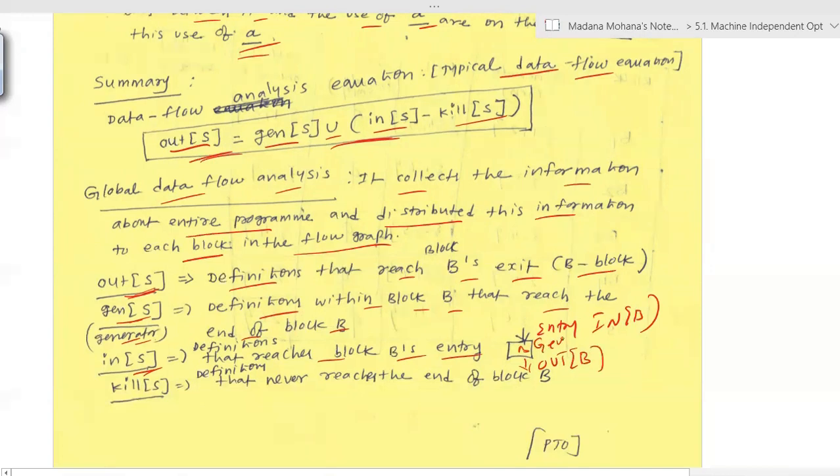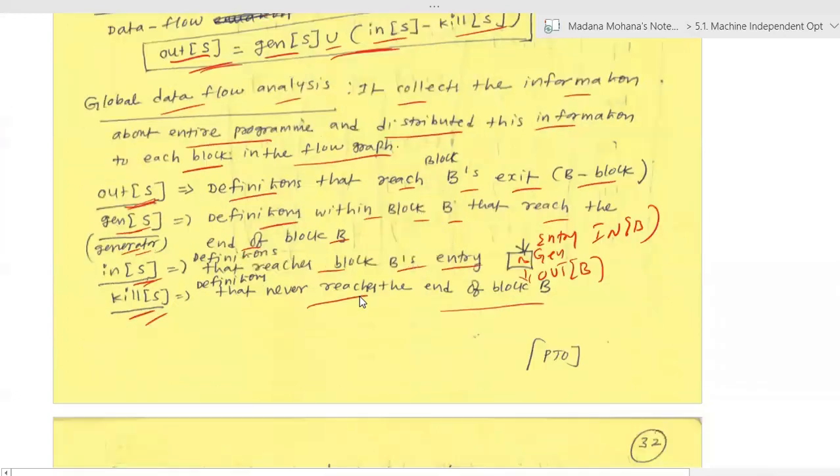Then GEN: inside the block, what are the definitions? Then KILL: whatever definitions are defined in B, whichever changed outside of B, those are all called KILL. The KILL of S: definitions that never reach the end of block B. These are the function descriptions.